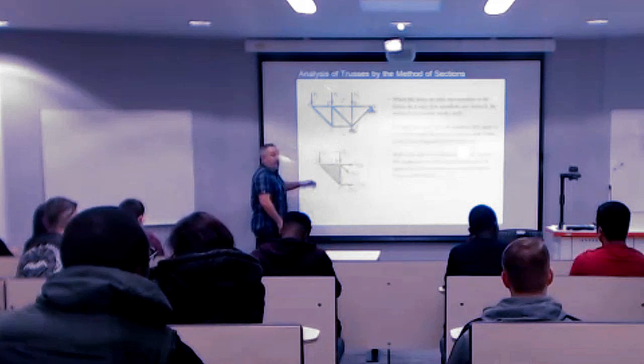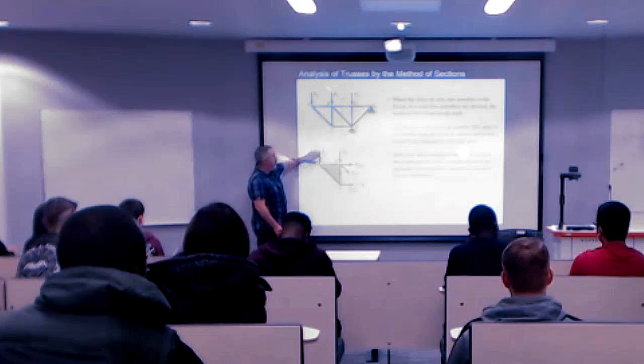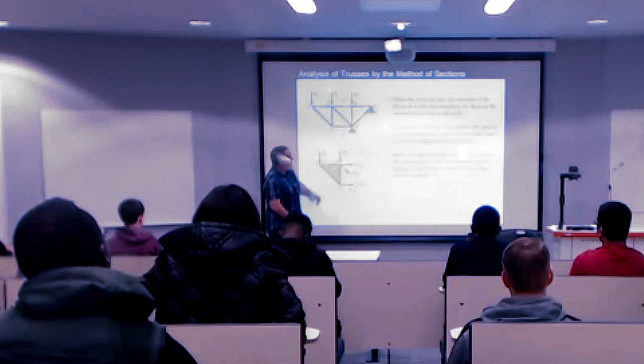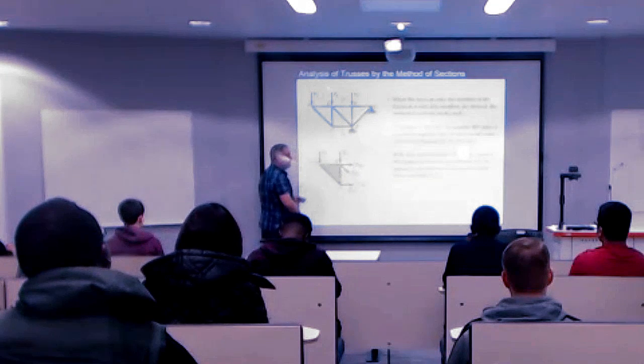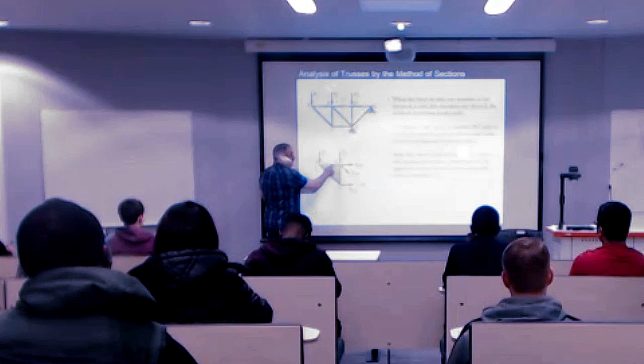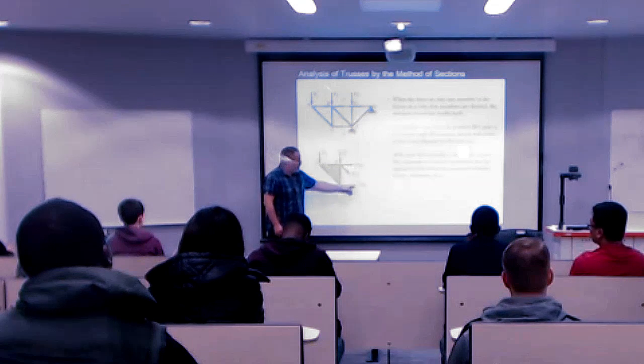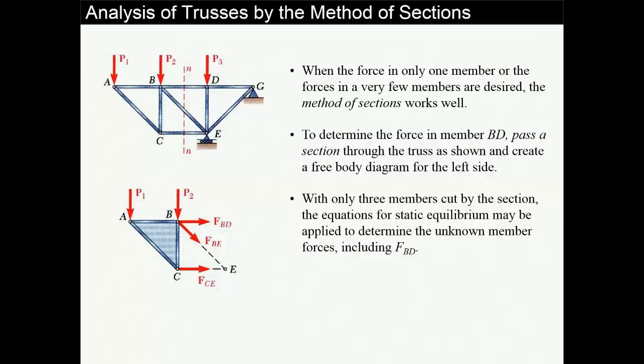Quite often you'll know what the external forces are, so you'll know what P1 is and P2. If we slice through the middle, and we just take the left hand side, we ignore the forces in the individual members that we haven't cut through. As soon as you cut through members, you've got to consider them as external forces. So wherever you cut through, you make BD a force BD. Essentially you're saying that they're like external forces.